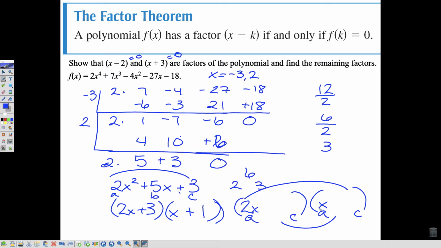Now, if I put a 3 in the second quantity, I'm going to multiply 2 times 3, and that's not what I want. I don't want it multiplied by the 2, so it has to go there, and the other factor is 1.